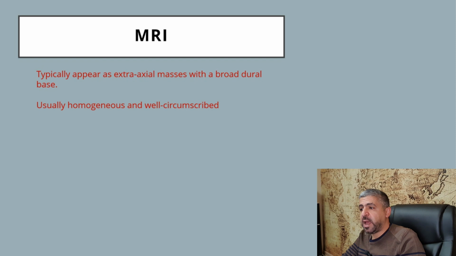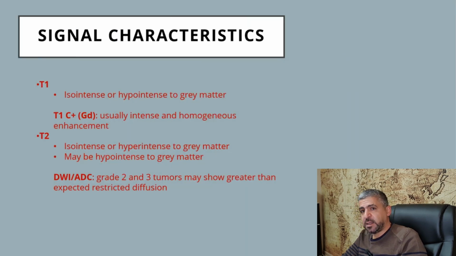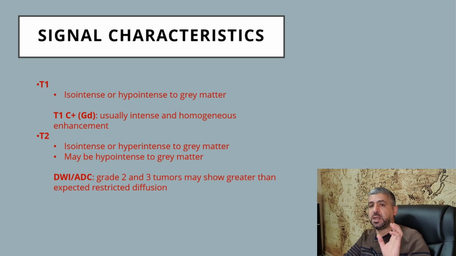And on MRI, the meningioma will look like an extraaxial mass with a broad dural base, and it's usually homogeneous, well circumscribed, like in this patient here. You can see this meningioma that's big, dural based, very homogeneous, and enhancing. The signal characteristics on MRI on T1, usually it's iso or hypointense to gray matter, while on T1 post-contrast, as we said, mother-in-law sign comes early, leaves late. It will show intense homogeneous post-contrast enhancement.